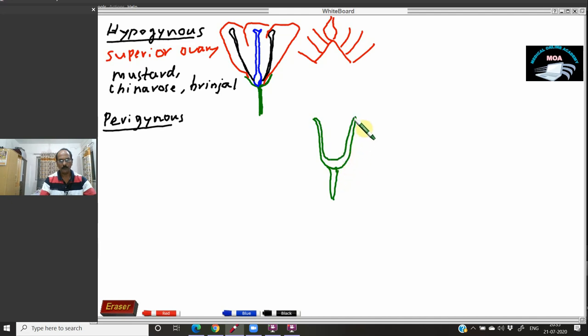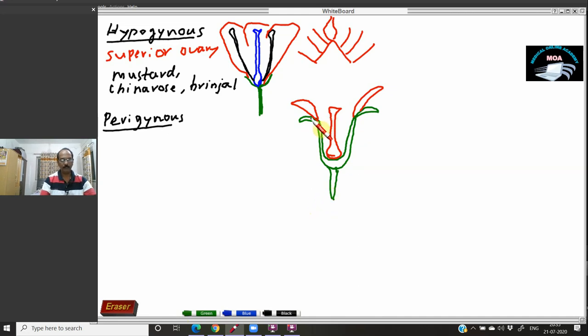Okay. In this cup, you can see the gynoecium. The gynoecium is present at the lowermost position. It is present at the base, like this. This is the gynoecium. And the other whorls, that is the calyx. The calyx you can see above that. This is the calyx. And the corolla is also present here. This is the corolla. So this type of arrangement is known as perigynous.